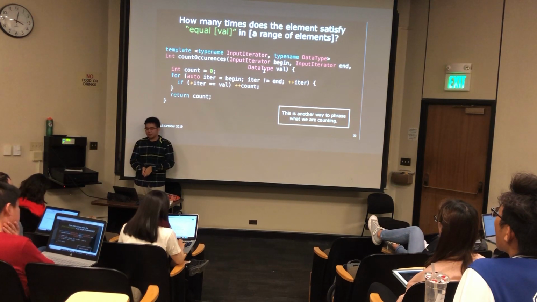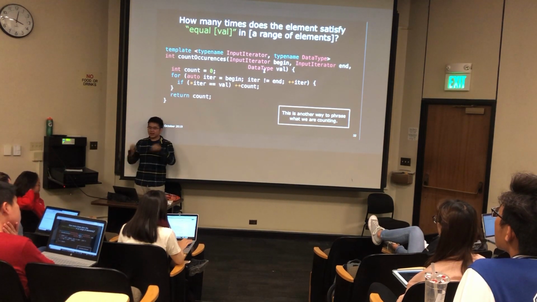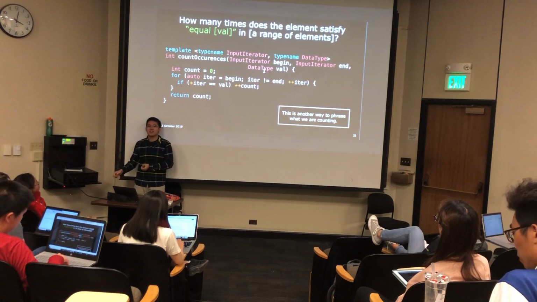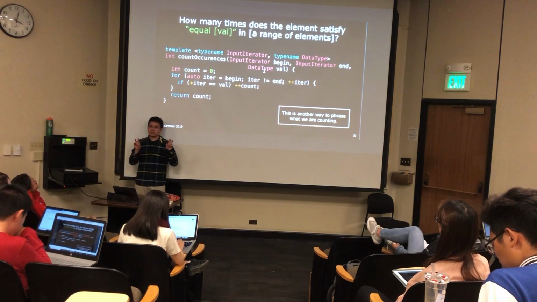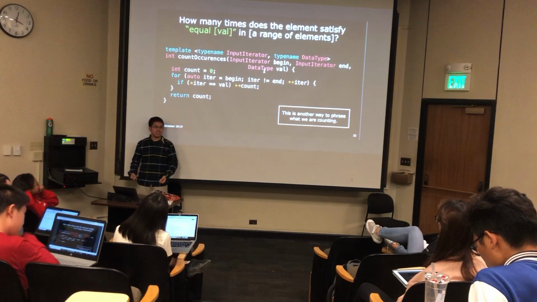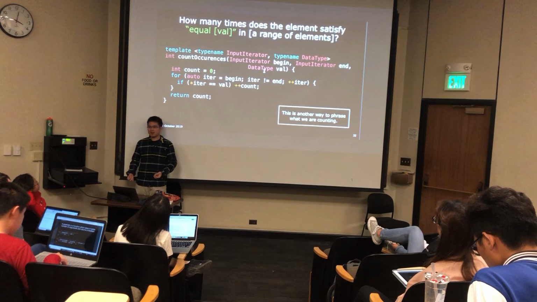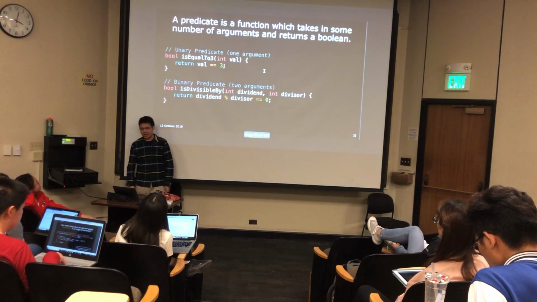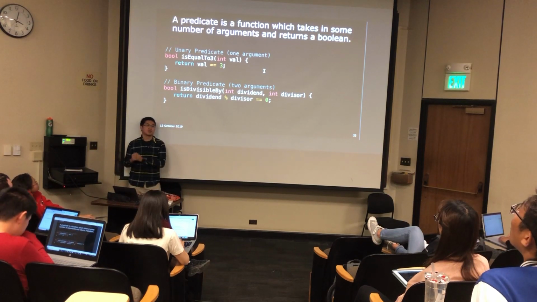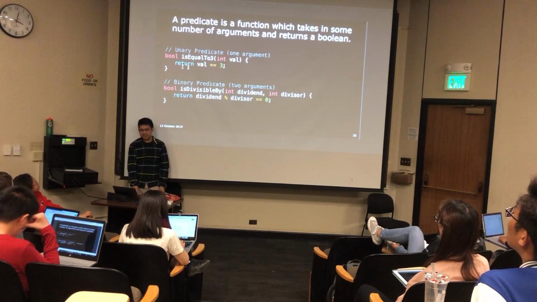Now, we can generalize a little more, because equal value, we can replace that with something else. We can replace that with: how many times does the element satisfy less than 5 in a range of elements? It doesn't necessarily have to be equals value. It can be any sort of true or false condition. Right? And that is known as a predicate. A predicate is a function that takes in some number of arguments and returns a boolean. For example, is equal to 3?